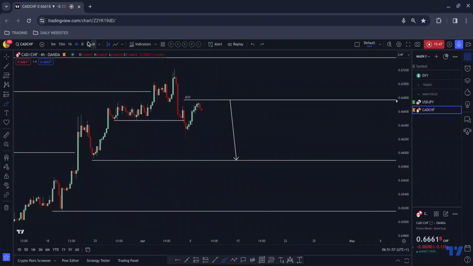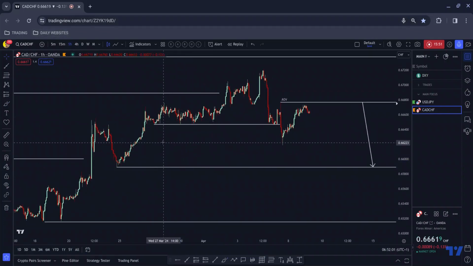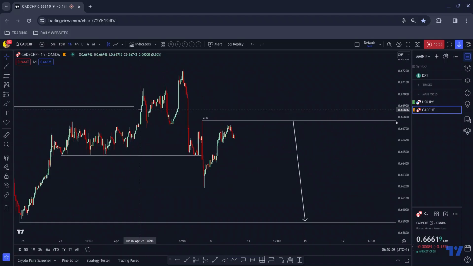Okay, so I've got to speed up just a little bit here. So you can see that we tapped above this area. We then got this tight correction here, which looked like a healthy correction, and I was looking for the consolidation below there.